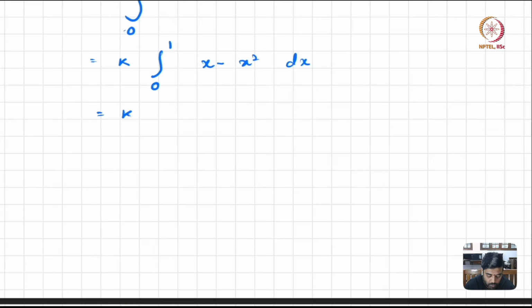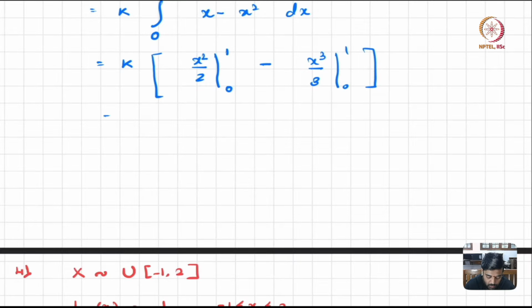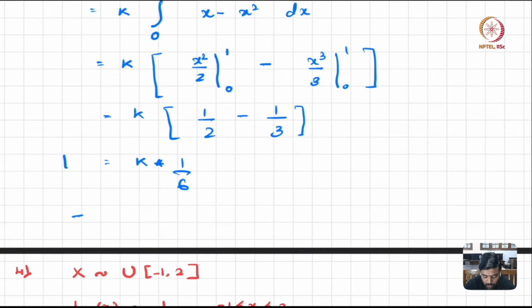The integral can be applied to both of these, so you will get x square by 2 minus x cube by 3, from 0 to 1. We have to evaluate this. Now this is k times (1 by 2 minus 1 by 3). This is k into 1 over 6, which is 1, which implies k equals 6.